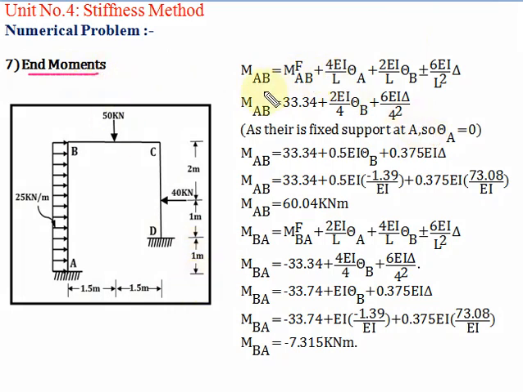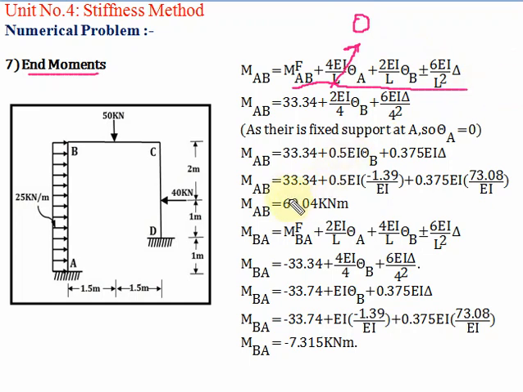So we have to apply the slope and deflection equation to the respective members. The first member is AB. So our slope and deflection equation is MF AB plus 4EI upon L theta A plus 2EI upon L theta B plus minus 6EI upon L square delta. Now here we know that as support A is fixed, the value is 0, and here the delta will not be equal to 0 because this is a sway frame. Here the delta will come into the picture.